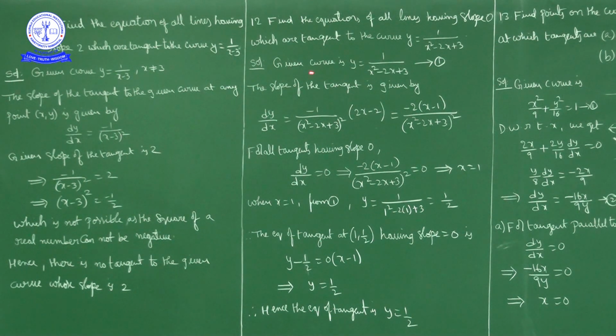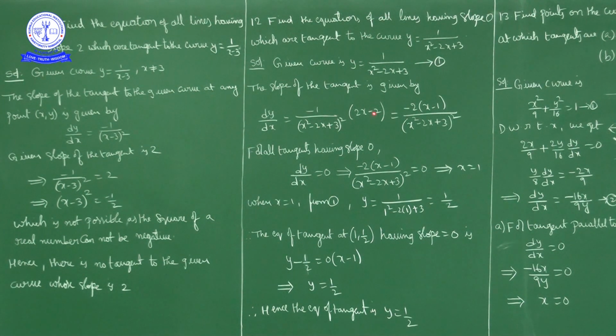Okay, so first of all, what is the given curve? The given curve is y is equal to 1 upon x square minus 2x plus 3. Now, the slope of the tangent is dy by dx. So the slope of the tangent is given by dy by dx is equal to 1 by x, whose derivative is minus 1 by x square. By chain rule we have to differentiate x square minus 2x plus 3. Its derivative is 2x minus 2. So dy by dx is minus 1 by x square minus 2x plus 3 whole square into 2x minus 2.